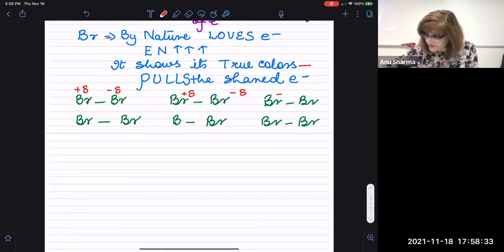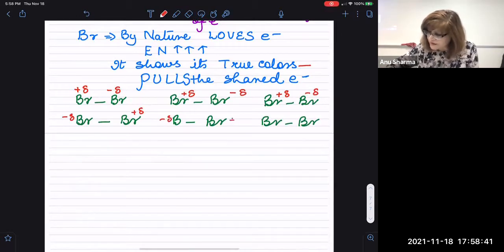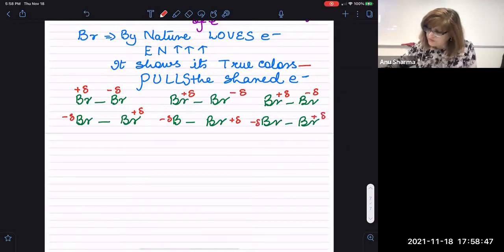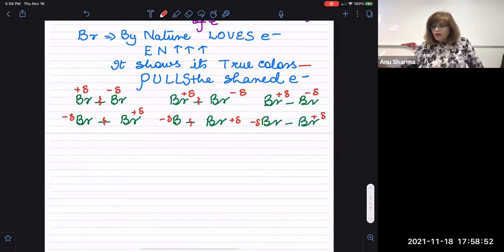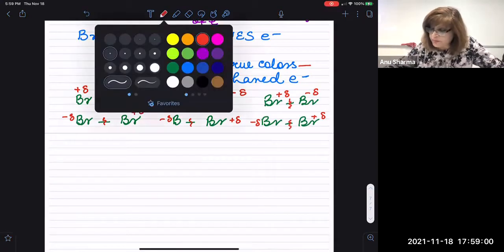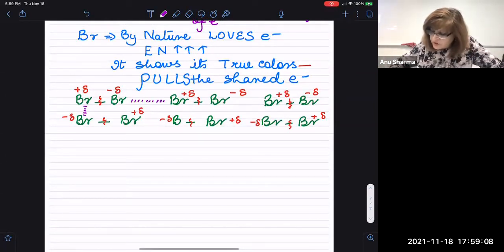This one is delta negative, this one delta positive, this is delta negative, this one delta negative, this one delta positive, this one delta negative, this one delta positive, this one delta negative, this one delta positive. So this bond breaks. Eventually the bond breaks, because it's taken that one shared electron pair to it. Now, the moment that bond breaks, can it survive? No, the new bond forms. The new bond immediately forms. As the old bond breaks, the new one forms.